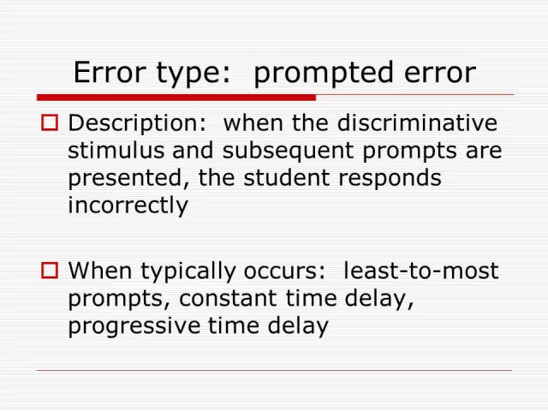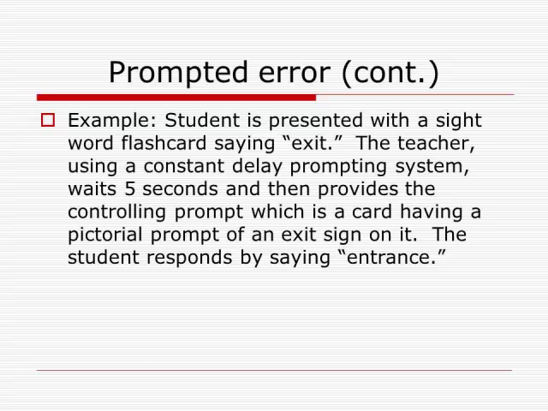The final error type is a prompted error. In layman's terms, teacher does something to assist, prompts to assist, student does it wrong. Okay? So the discriminative stimulus and the subsequent prompts are presented and the student responds incorrectly. Again, to reiterate, it occurs when non-stimulus prompting systems are used. So the example would be the student's presented with a sight word flashcard. It says exit. The teacher again is using that constant time delay, so that pictorial prompt is going to be used after the 5 seconds of waiting occurs. So the student's presented with the card, teacher waits 5 seconds, presents the pictorial prompt, and the student responds by saying entrance. So she's responding incorrectly.